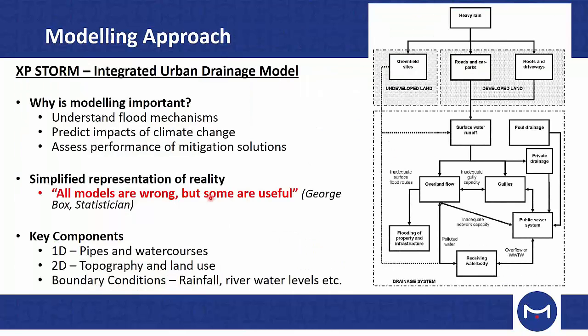So the modelling approach we used was using xpstorm to build an integrated urban drainage model. I just want to recover the bits that Ludmila touched on earlier. Why modelling was important in this context is that we wanted to understand the flood mechanisms, and in Perivale and Northfield this turned out to be quite an important aspect of the studies, and then be able to use the model as a tool to predict the impacts of climate change and assess the performance of mitigation options that we would develop for each of the catchments.